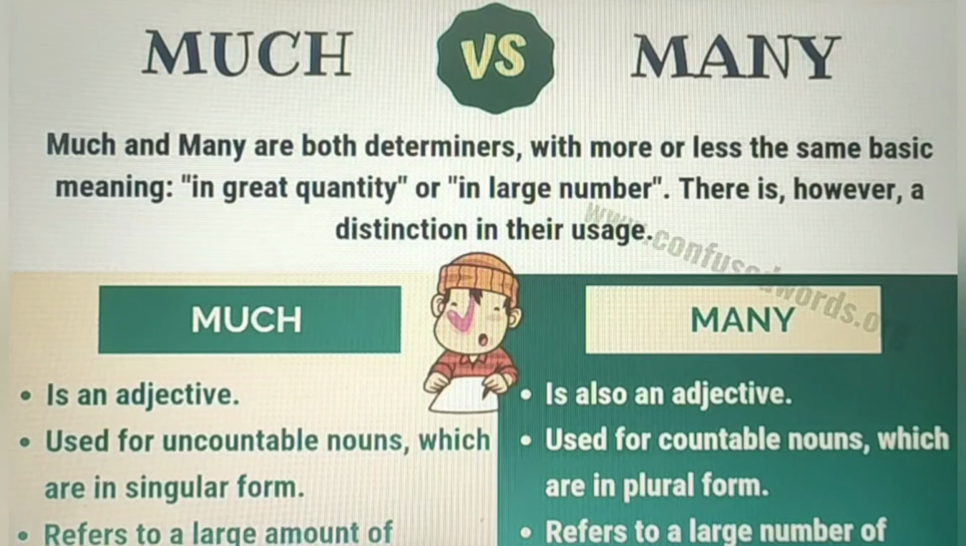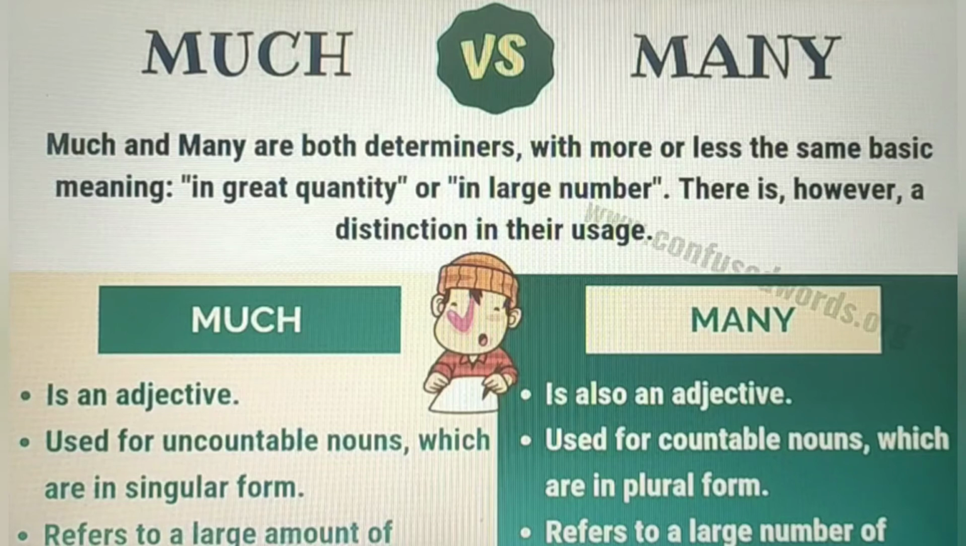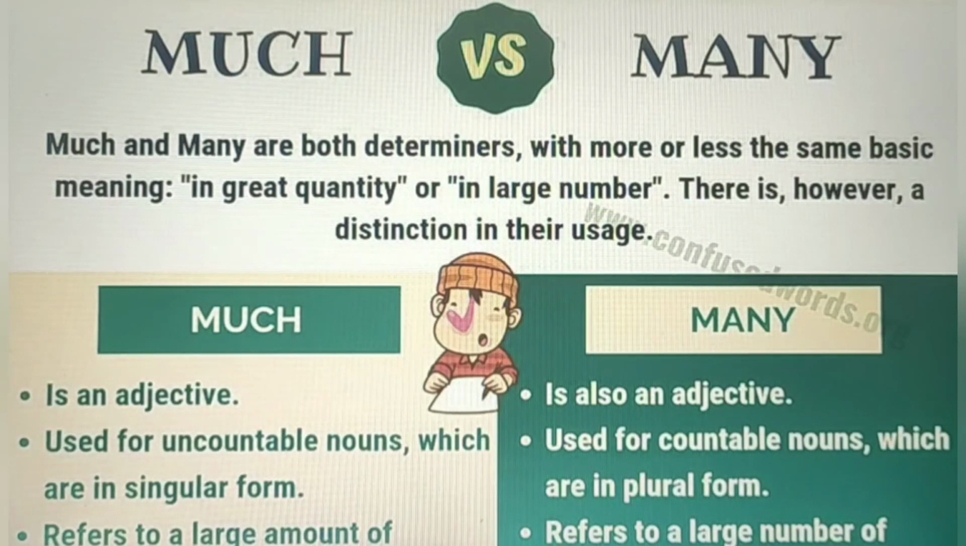Many refers to a large number of. Right, we know that countable nouns can be counted. They are called count nouns because we can count them. So many refers to a large number of. Number refers to something which we can count. Much refers to a large amount of. Right? Amount itself is not countable. So we use much to refer to a large amount of. Both of them are adjectives. Let's look at an example to understand it.